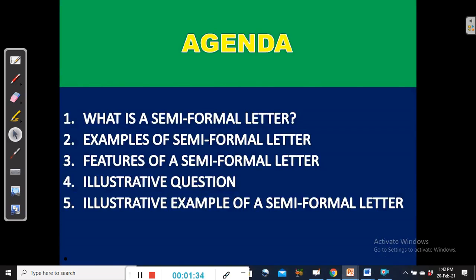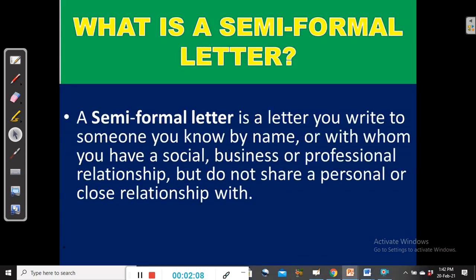Let's look at the agenda for this episode. Number one, what is a semi-formal letter? Then we shall be looking at examples of semi-formal letters, features of a semi-formal letter, and an illustrative question. We shall take a specific task, and then we are also going to have an illustrative example of a semi-formal letter. So that is the agenda for the episode. Let's go into it one by one.